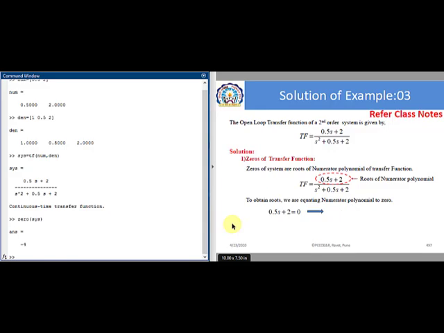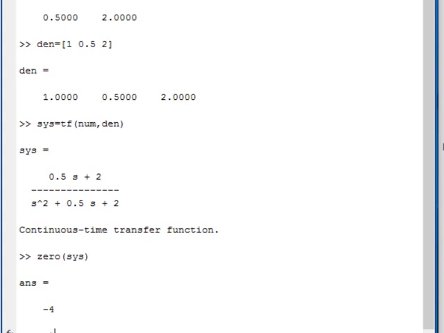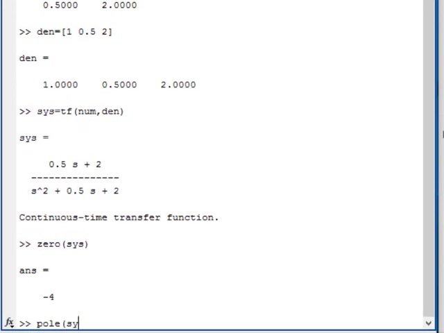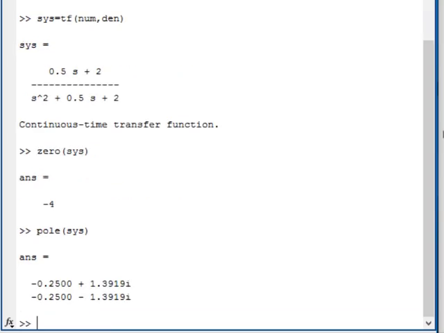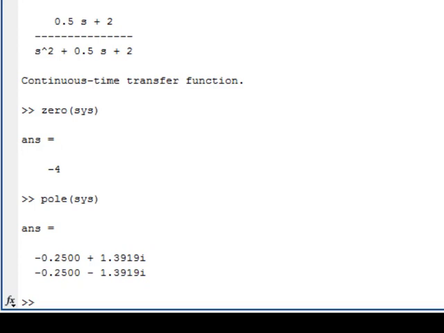Now next is the poles of a transfer function. To determine the poles, we will write the command pole of sys, that variable is sys. So we got two poles. Let us compare whether we are having the same poles after calculations. Yes, s1 is minus 0.25 plus 1.392j. Here the notation is a little different, they are using i, we are using j, but this is an imaginary number. The second root is minus 0.25 minus 1.392j. So this is also verified.